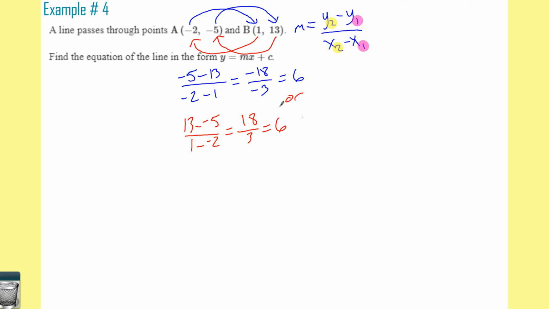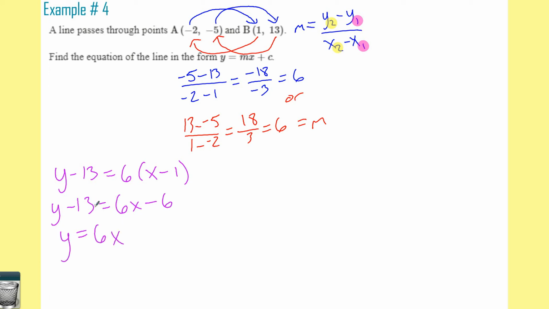So let's see. Now we've got the slope, right? What we just found was the slope. And we have 2 points to choose from, so now we just need to make that equation. All right, I'm going to plug it into point slope form, and I'm going to use these points because I'm going to avoid those negative signs, because I know how some of my kiddos are. So then we got 6 times x minus 1. So y minus 13 equals 6x minus 6. We get 6x, what is that, plus 7? Perfect.